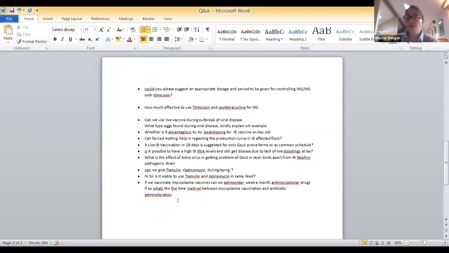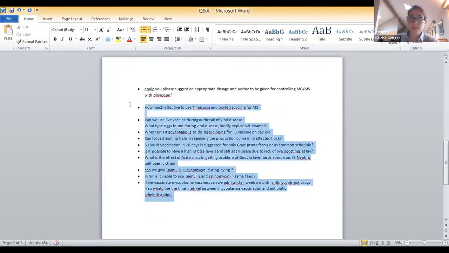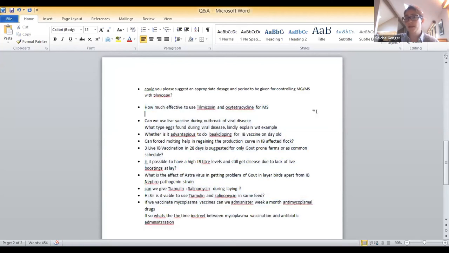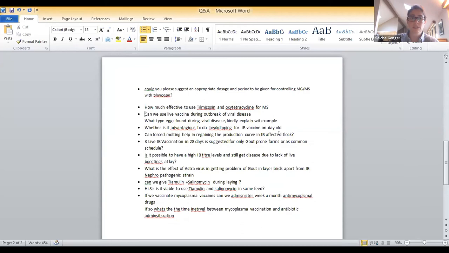Again, I'm not sure how much I would rely on those numbers. I think we need to consider: do we see respiratory signs? Do we see these other problems? And I agree with Doug completely that we would not count on our titer to guarantee us protection against anything.